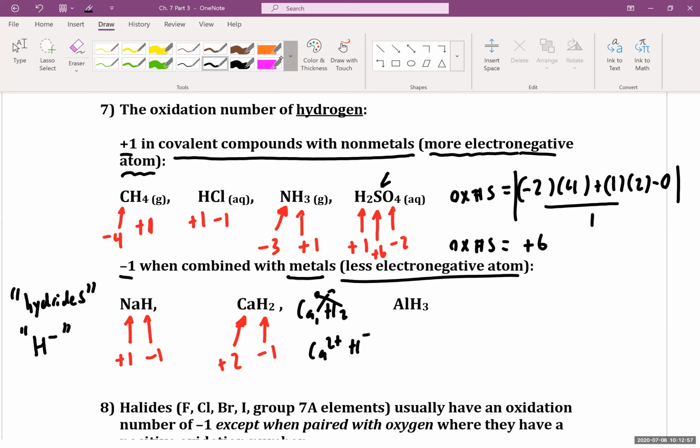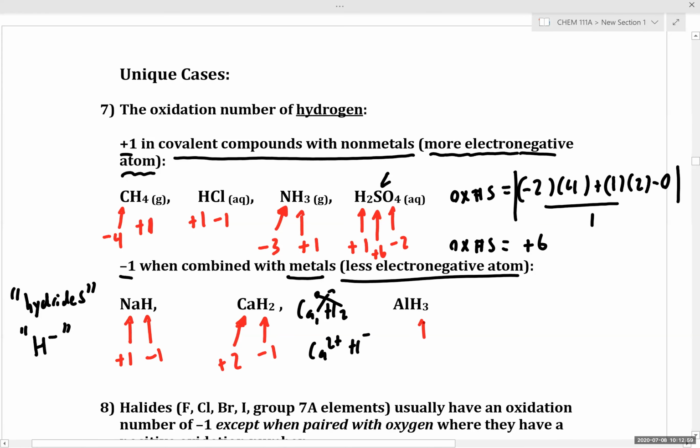Continuing on with this idea, in aluminum hydride, hydrogen has a -1 oxidation number. Aluminum, as a result, has what oxidation number? What's the oxidation number of aluminum in aluminum hydride? +3, yep, exactly right.